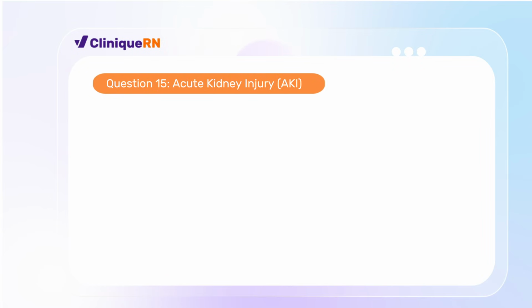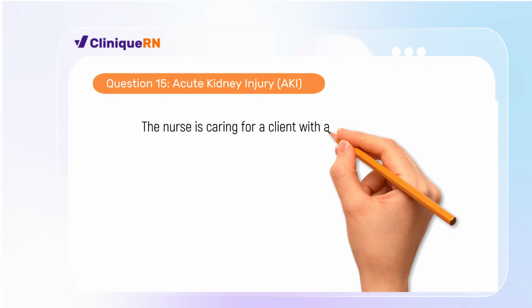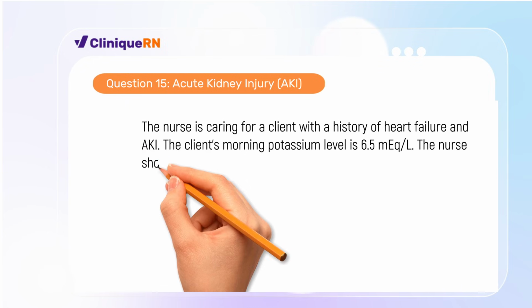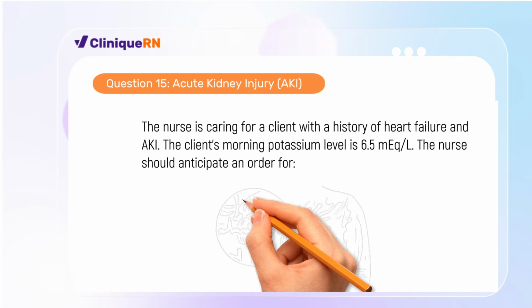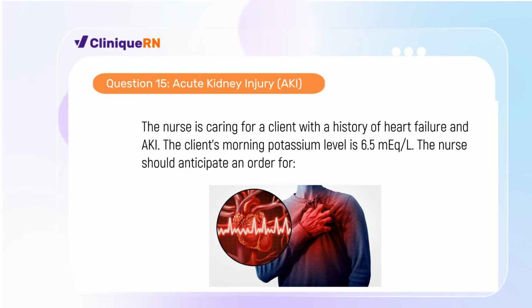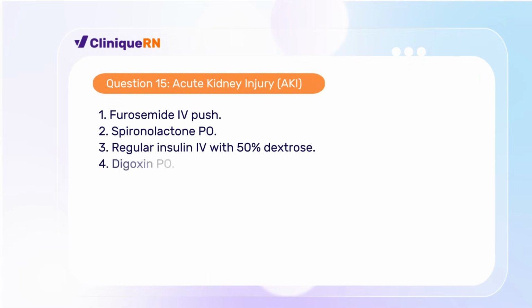Question 15. Acute kidney injury, AKI. The nurse is caring for a client with a history of heart failure and AKI. The client's morning potassium level is 6.5 milliequivalent per liter. The nurse should anticipate an order for 1. Furosemide IV push. 2. Spironolactone PO. 3. Regular insulin IV with 50% dextrose. 4. Digoxin PO.